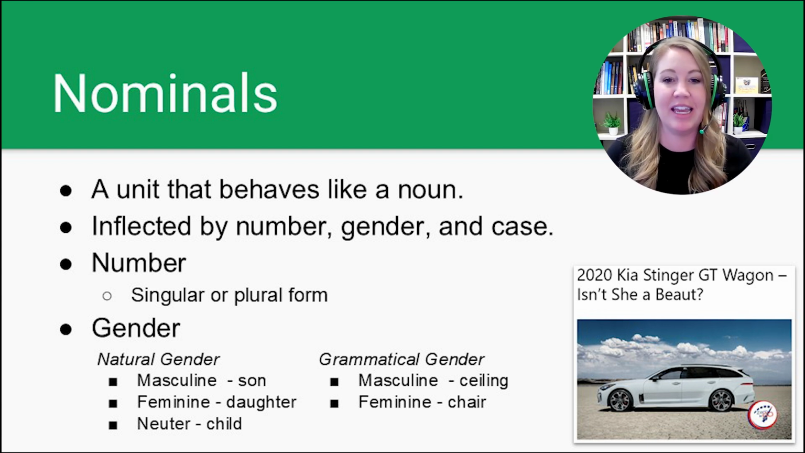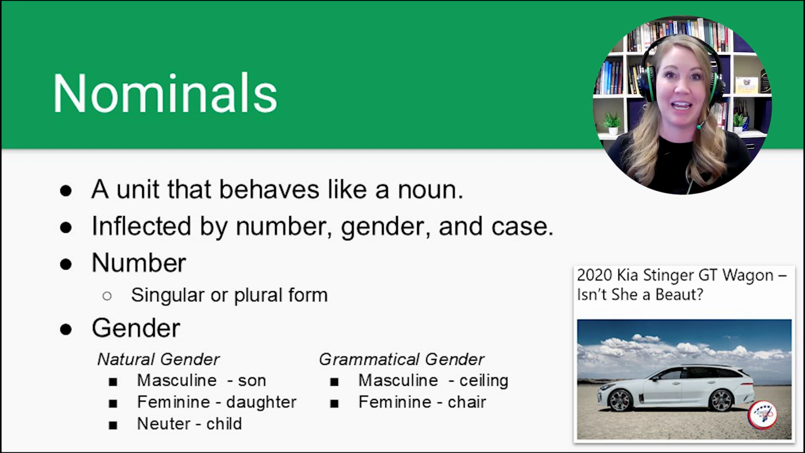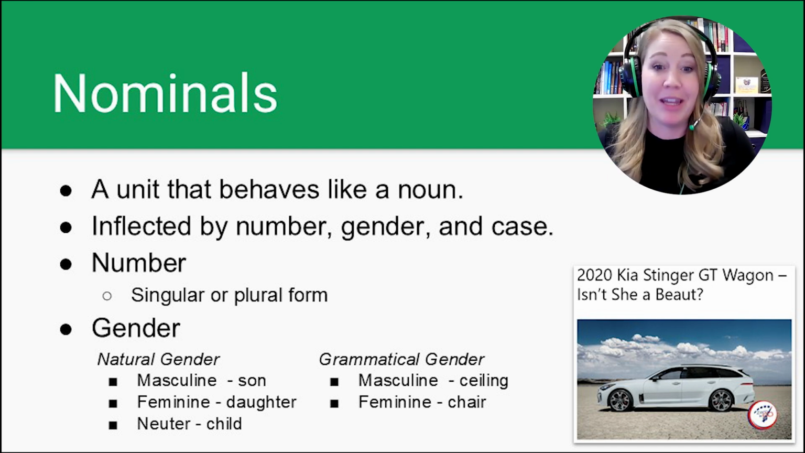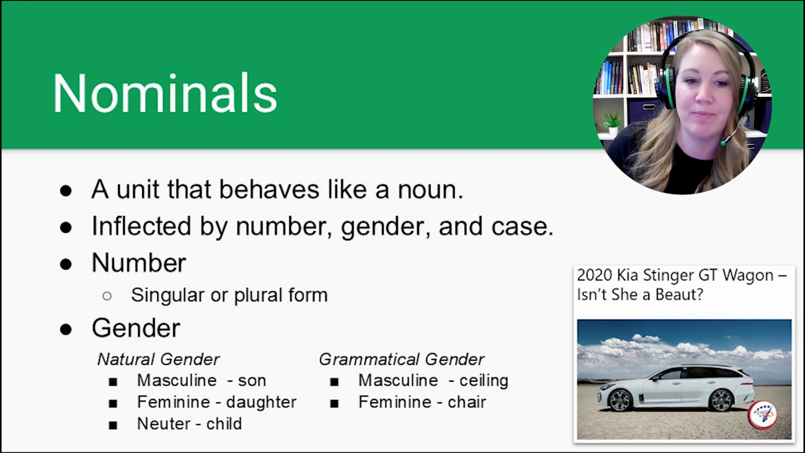Just to support this notion, I have a screenshot from a car blogger I found writing about a Kia where they say, "Isn't she a beaut?" And what is the pronoun she referring to? The noun car. So here you can see evidence in modern English of assigning car a feminine attribute. We're going to see this screenshot again later.